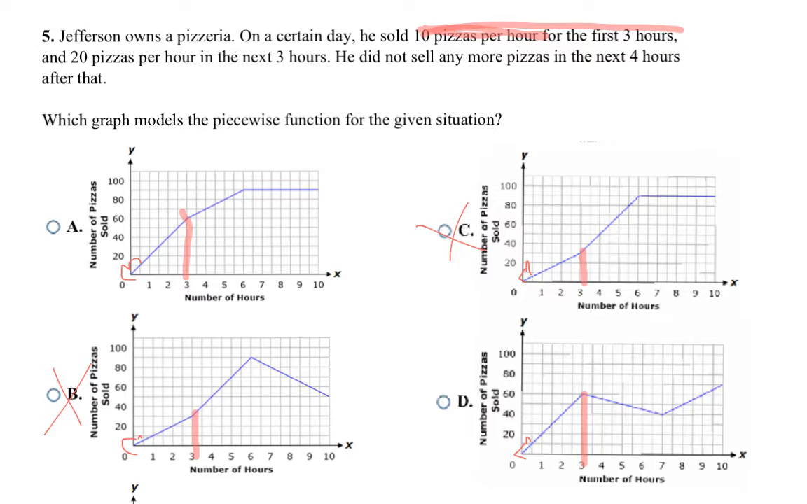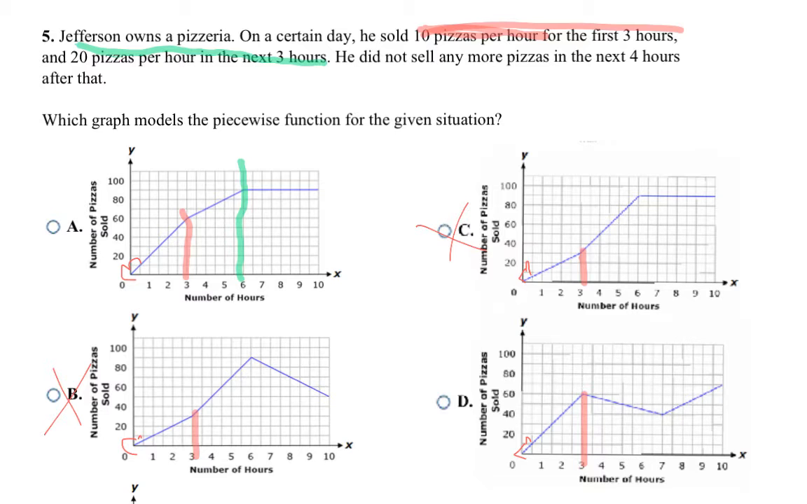So then I'm going to look at my second piece, and that's the fact that 20 pizzas per hour in the next 3 hours is what is sold. So once again, it's increasing. It's just increasing at a higher rate. So for the next 3 hours, that would be 1, 2, 3. That would be to hour 6. It needs to be increasing. So it is still increasing at a steeper rate. So the line's steeper from 3 to 6 in A.